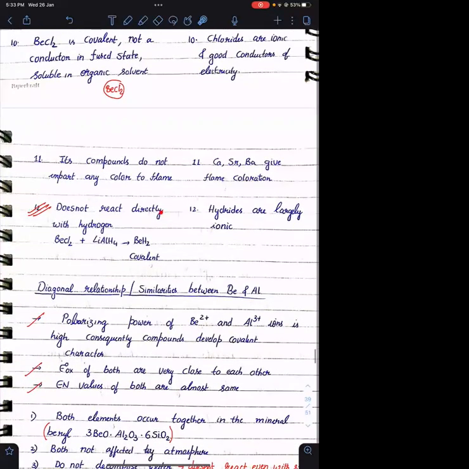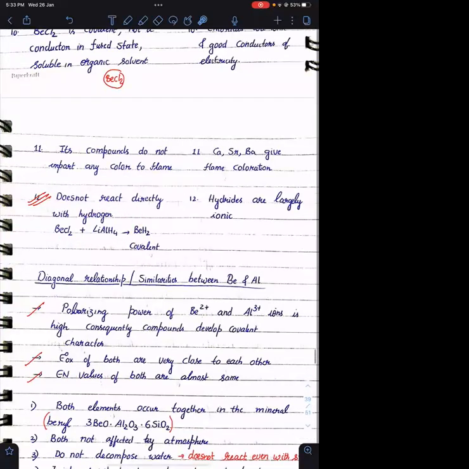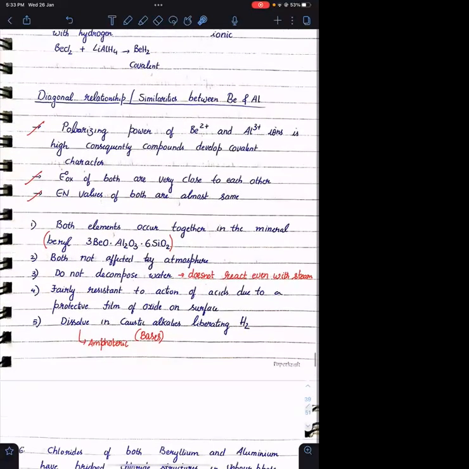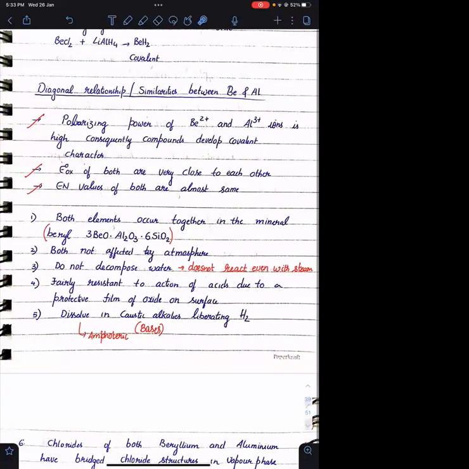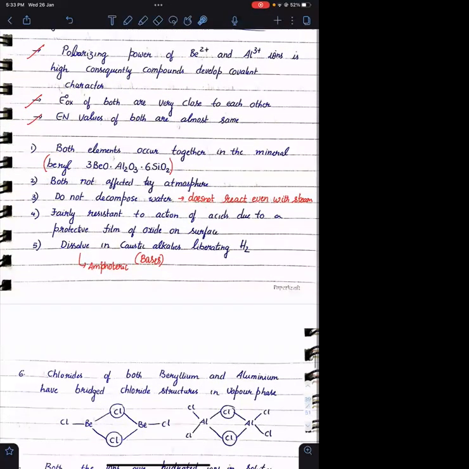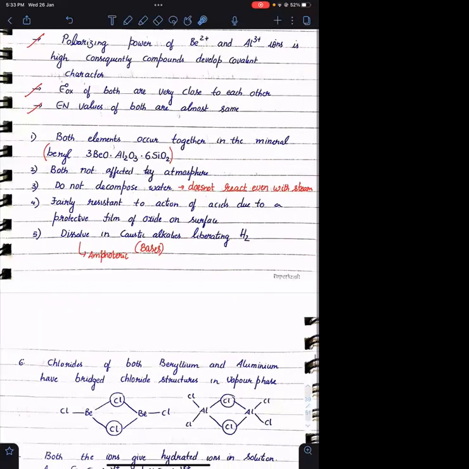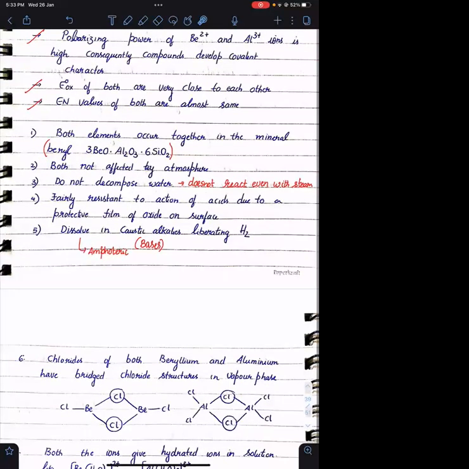Does not react directly with hydrogen. Beryllium hydride बनाने के लिए आपको indirectly बनाना पड़ रहा है. So this is an important reaction. Then we have seen diagonal relationship or similarities with aluminium. I hope all these are clear. Important points are both of them does not react with even with hot water.